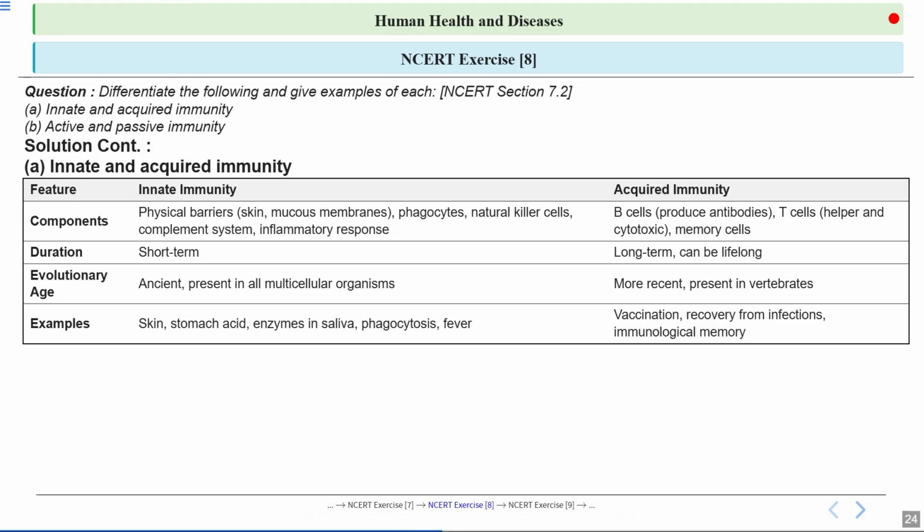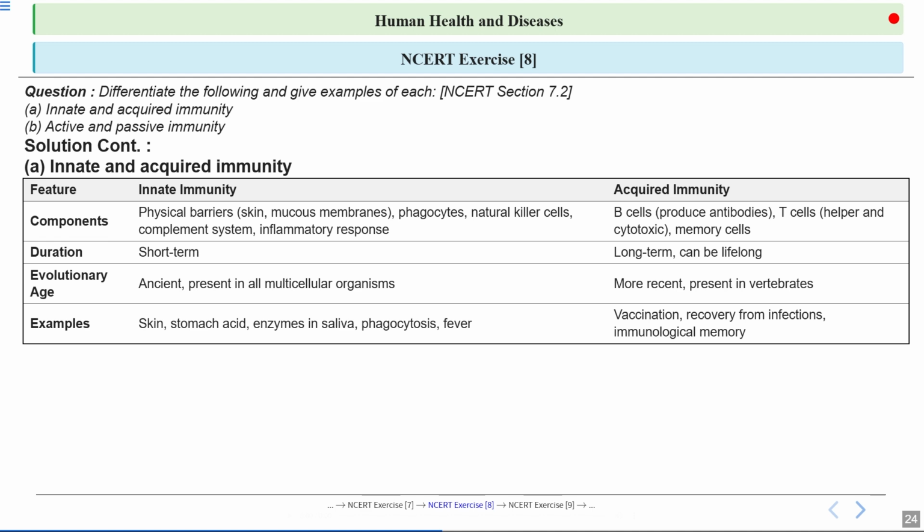Acquired immunity, also known as adaptive immunity, develops over time through exposure to pathogens. It is more specific, targeting particular pathogens through the production of antibodies by B cells and activation of the T cells as well. So this specificity allows for a faster and more effective response upon subsequent exposure to the same pathogen.